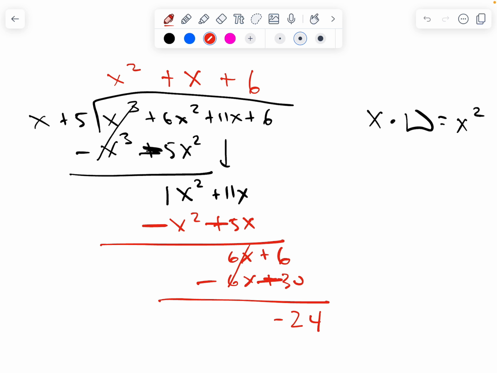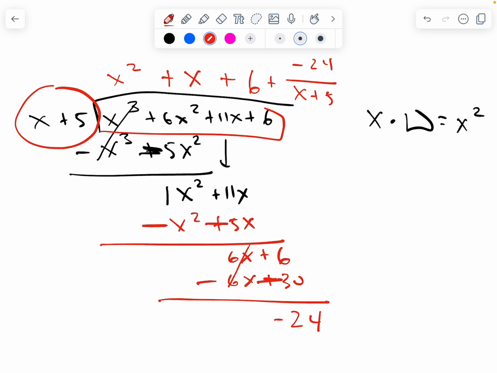And just like we did with our fractions, we're going to write this as negative 24 over this whole thing, x plus 5. So now when we divide this polynomial by x plus 5, it doesn't divide evenly. In other words, x plus 5 is not a factor of the polynomial. And when we divide, we get the remainder of negative 24, and we can express it this way. Okay, that's it.